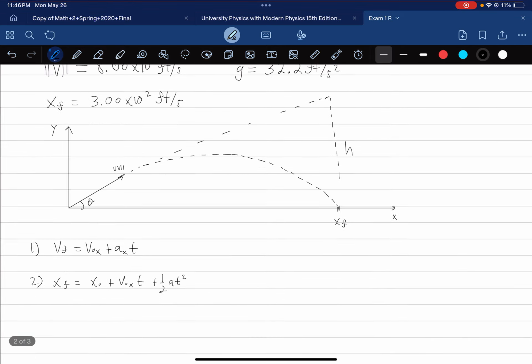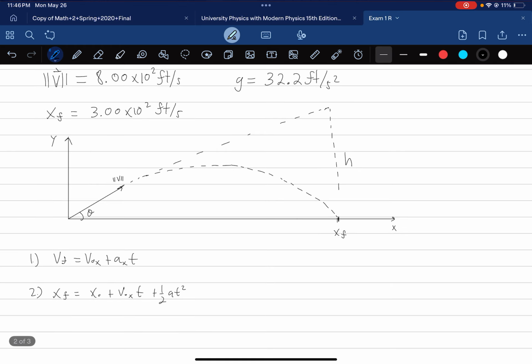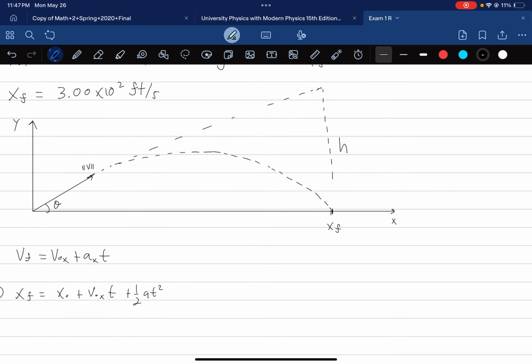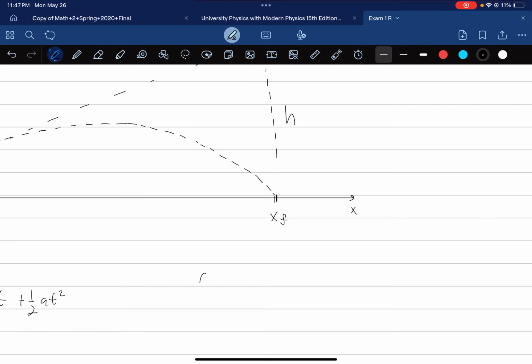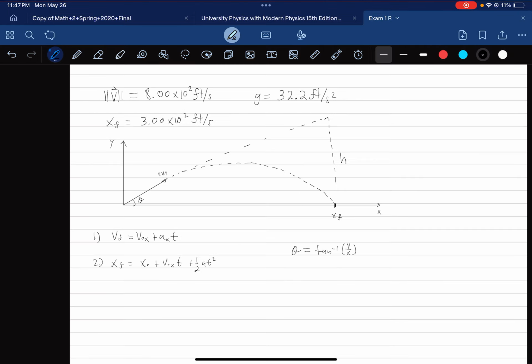We know that the velocity, we're given the magnitude, and to find theta, we know theta is equal to the inverse tangent of y over x, or tan theta is equal to y over x from trig.